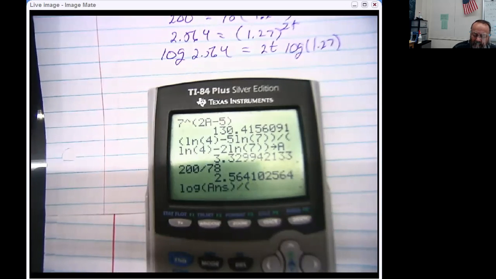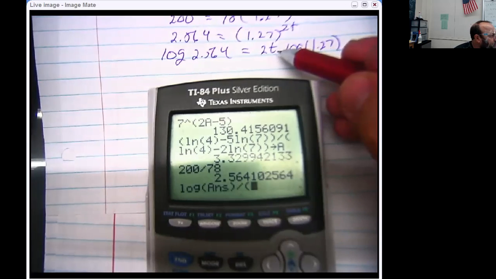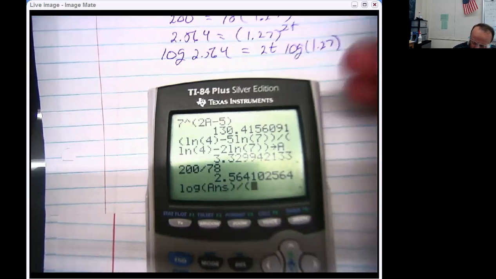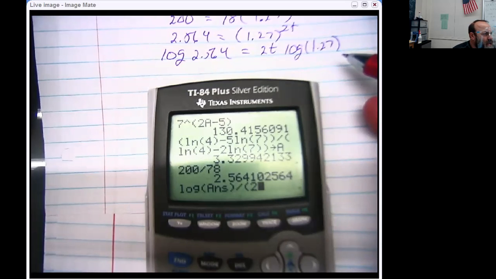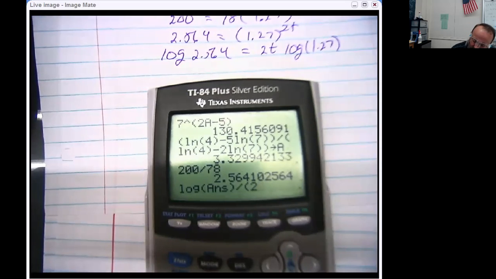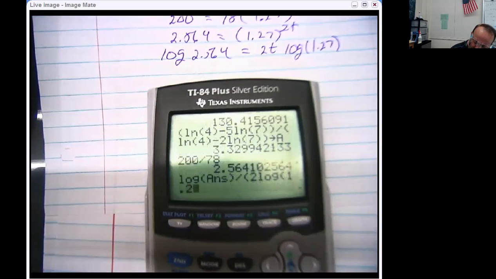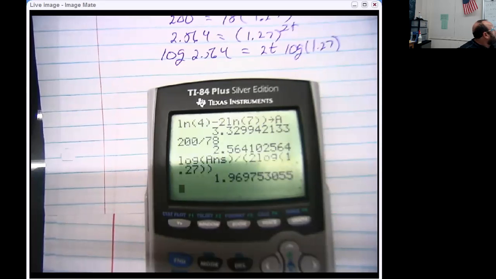Now, to get t by itself, what do I want to divide by? I want to get rid of the 2, so I'm going to divide by 2. What else do I want to get rid of? The log of 1.27, so 2 logs of 1.27. Now, will that get rid of everything on that side of the equation, except for t? I divided by the 2, I divided by the log, and this says, hey, how long do I need to wait for the bunny rabbit population to hit 200?